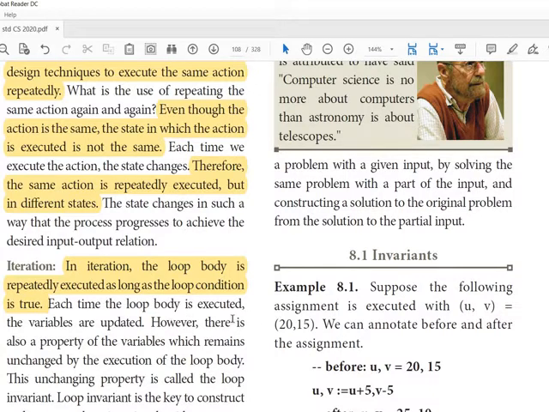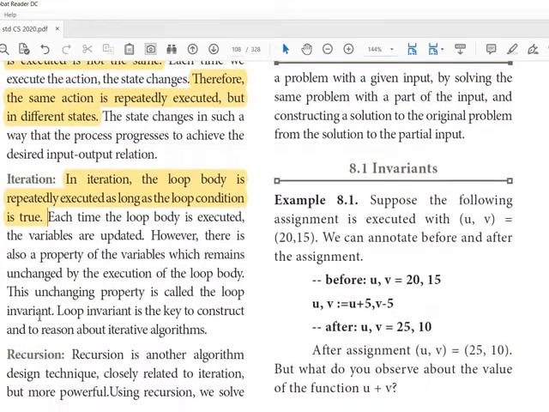Each time the loop body is executed, the variables are updated. However, there is also a property of the variables which remains unchanged by the execution of the loop body. Loop body is nothing but a set of instructions. This unchanging property is called the loop invariant. We are going to see what the loop body is, what the variant is, and what the invariant property is. Loop invariant is the key to construct and to reason about iterative algorithms.